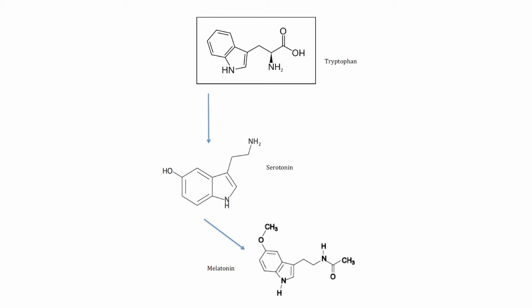So there are biochemical pathways. Although tryptophan is used in protein synthesis, there are biochemical pathways that convert tryptophan into serotonin, and a biochemical pathway that converts serotonin into melatonin. Now, what are these serotonin and melatonin? Well, most people have heard of them.